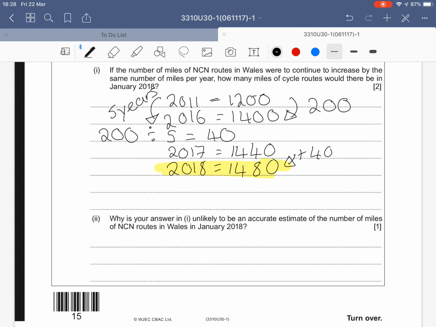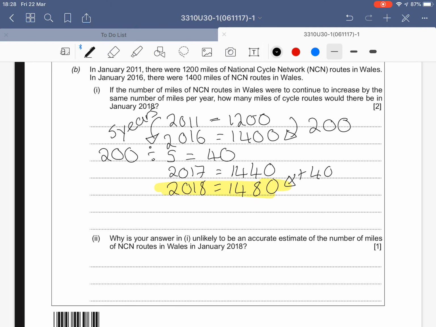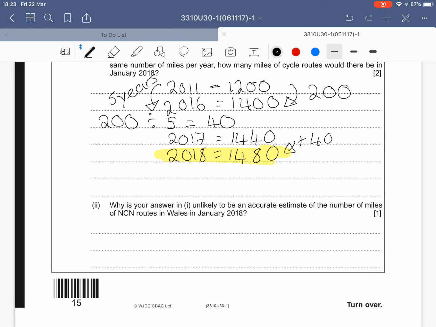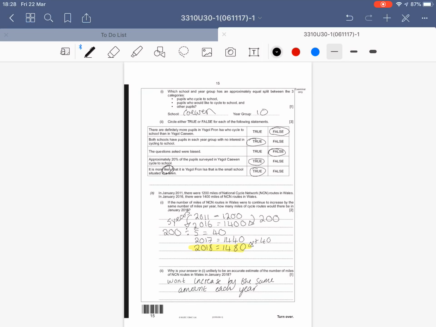Why is your answer unlikely to be an accurate estimate for the number of miles? It's probably not going to increase by the same amount each year. So it's very unlikely that it'd be the exact same amount each year. Things would change, it might get even smaller sometimes.